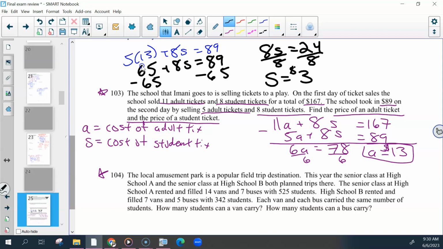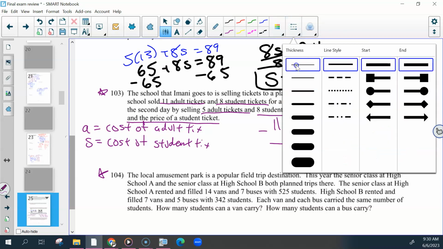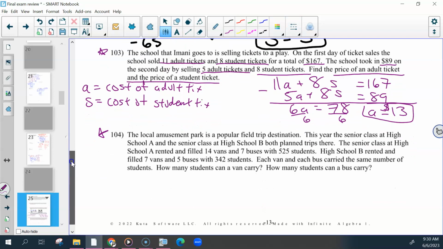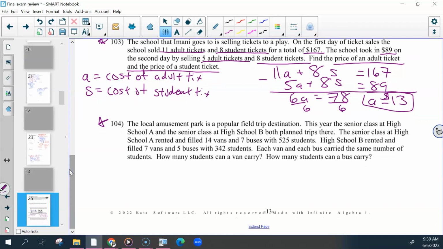After you solve for both, then you have both of your answers. Problem 104 also has 6 numbers, so the setup will be similar. So important things in this one: 14 vans, 7 buses, 525 students. And then 7 vans, 5 buses, 342 students.